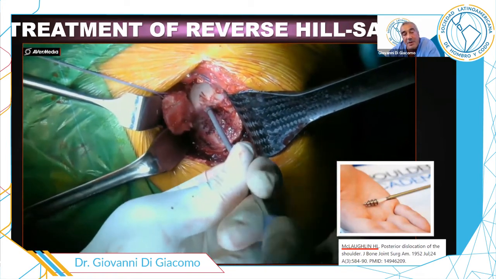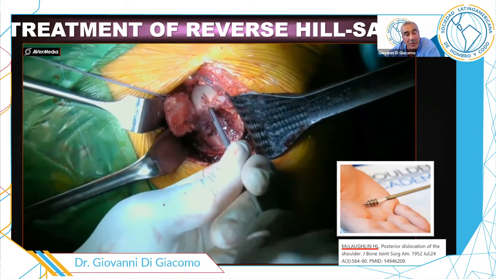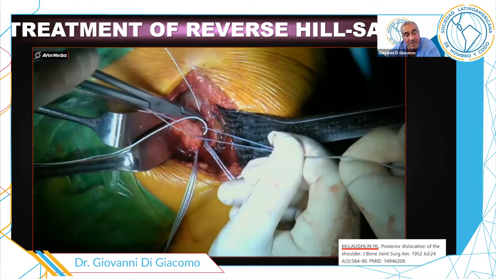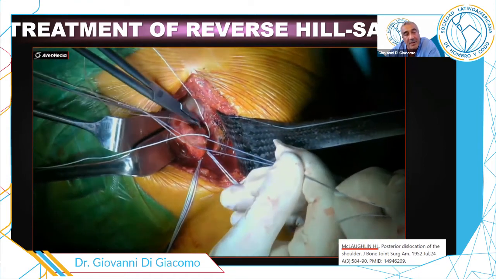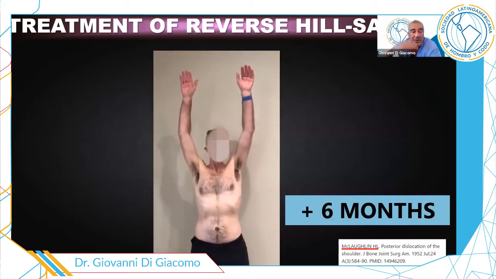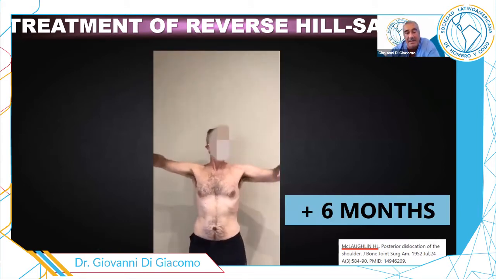There are different ways you can perform this technique. We most of the time use double-loaded anchors, as you can see. Usually double row, medial and more lateral, to have a very good compression and to keep the repair stable. And these are our results in the right shoulder at 6 months.